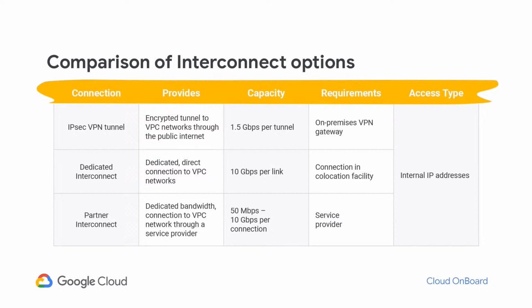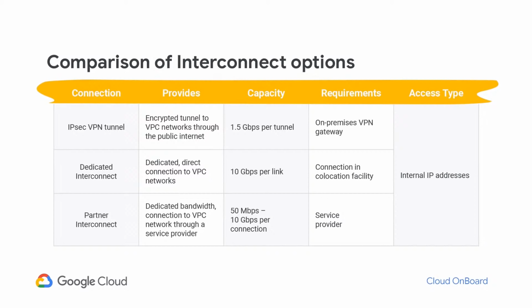Dedicated Interconnect has a capacity of 10 gig per link and requires you to have a connection in a Google supported co-location facility, as we showed in the previous slides. You can have up to 8 links to achieve multiples of 10 gig. And finally, Partner Interconnect has a capacity of 50 Mbps to 10 gig per connection. It's the requirement when you are not near a Google co-location facility, so you can't use Dedicated Interconnect.